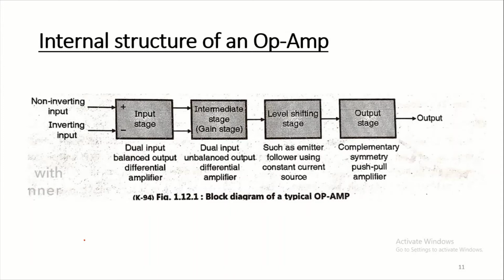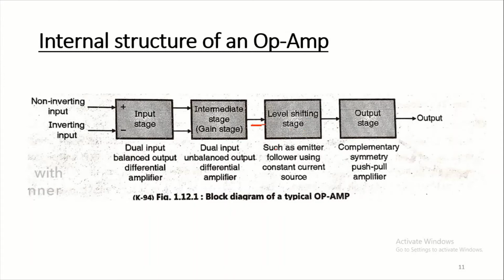The first one is the input stage. Input stage has two input terminals, non-inverting input and inverting input. It is a dual input balanced output differential amplifier, meaning it has two inputs and two outputs. The second stage, the intermediate stage, has two inputs but one output, so it is dual input unbalanced output. Here there is only one output, so it is called an unbalanced output differential amplifier.